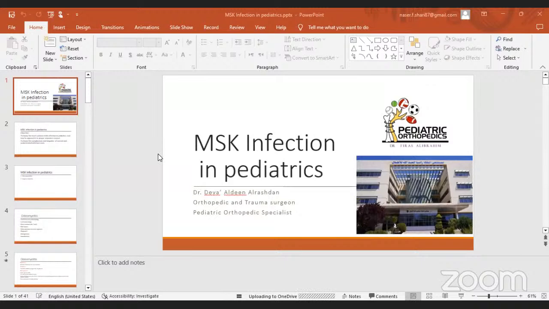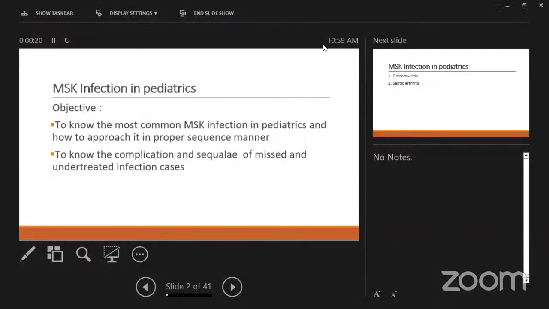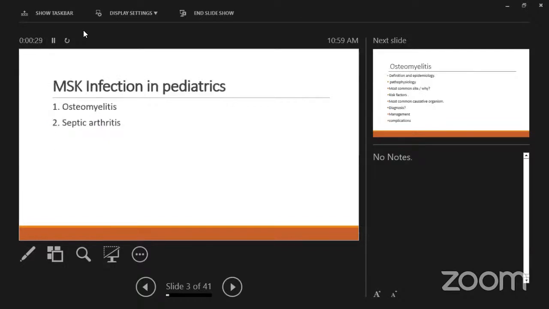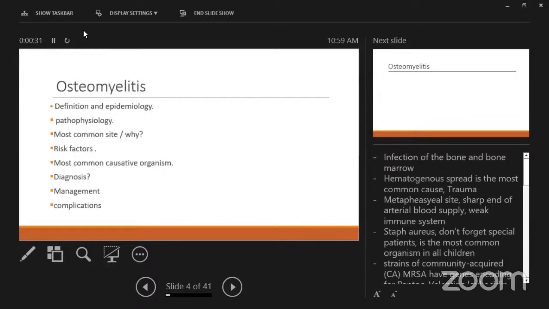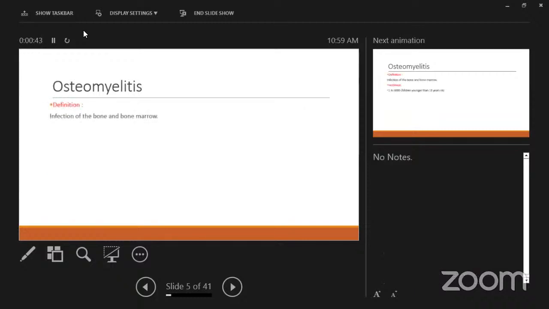The objective of this topic is to know the most common pediatric musculoskeletal infections and how to approach them in a proper sequential manner. The second is to know the complications and sequelae of missed and untreated infection cases. First, we will start with osteomyelitis: definition and epidemiology, pathophysiology, most common site and why, risk factors, most common positive organism, diagnosis, management, and complications. Start with definition.